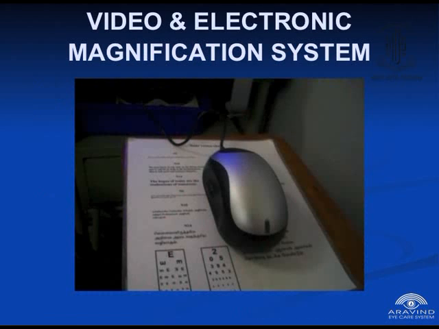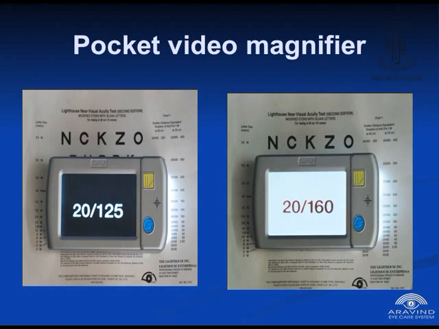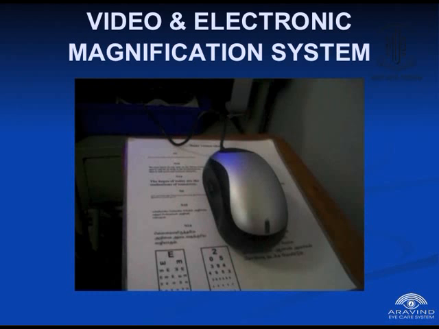And then you have the video and electronic magnification system. It also has a pocket video magnifier available. The advantages of this video and electronic magnification system is that it provides maximal contrast. There's reverse contrast polarity. You can have magnification either in white or in black.